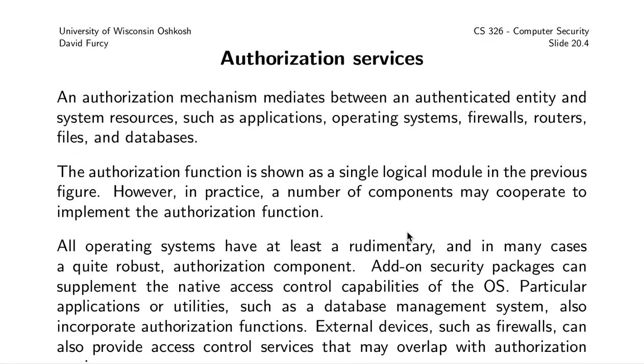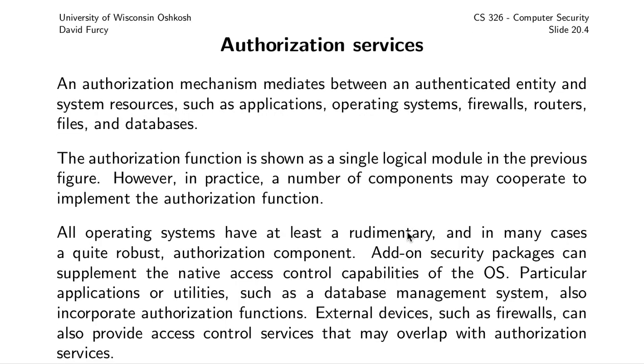So let's focus on this authorization function. Again, an authorization mechanism, as I just described, is a mediator between the authenticated user and the resources that they are trying to access. These resources could be the operating system or any application software, but it could also be a bunch of data files or databases, or even some hardware systems like a firewall or a router.